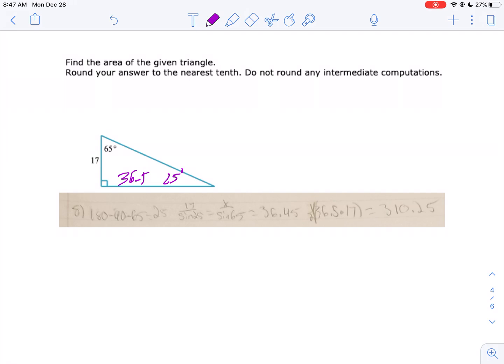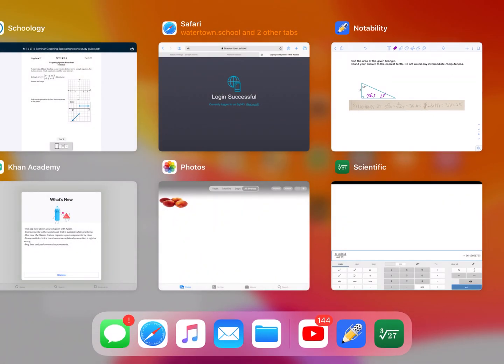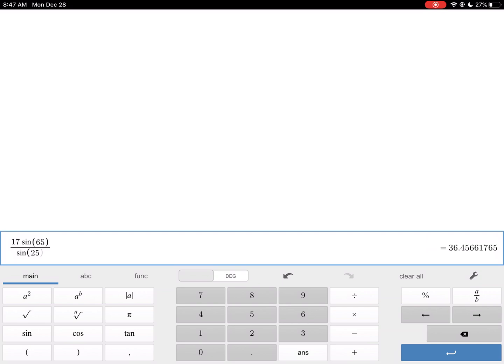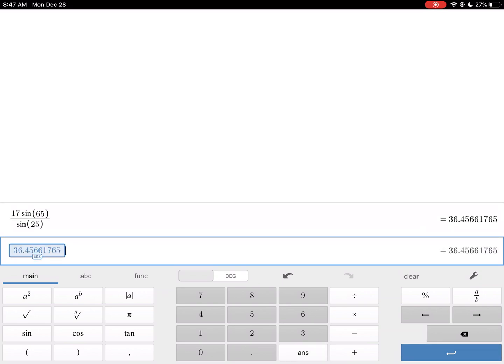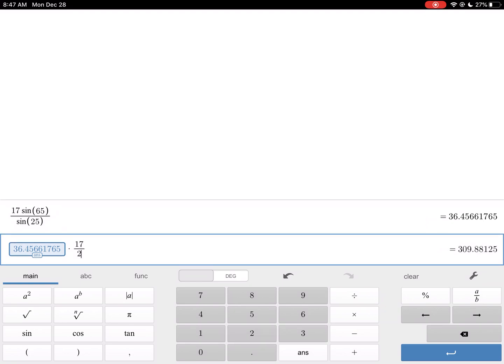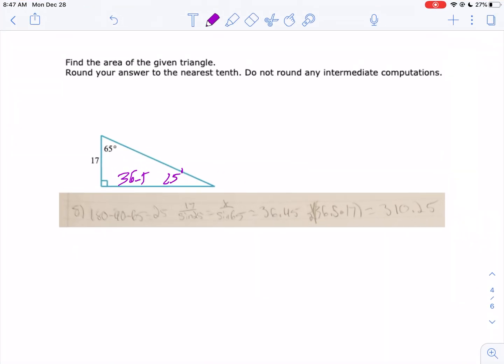Then we're going to take 1/2 times 36.5 times 17. So we're going to take our answer times 17 divided by 2, and we get 309.9. You're off a tad here. I counted this problem correct from the computer, but when we want to do the exact answer, you want to keep everything in your calculator. You don't want to round until you get to the very end.